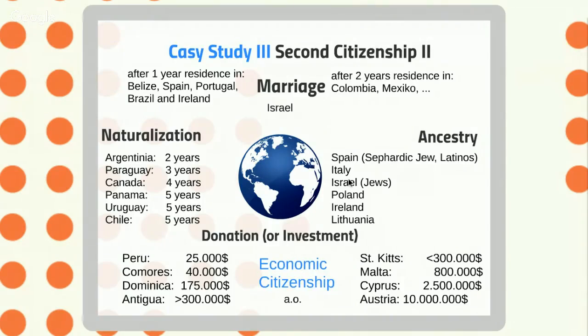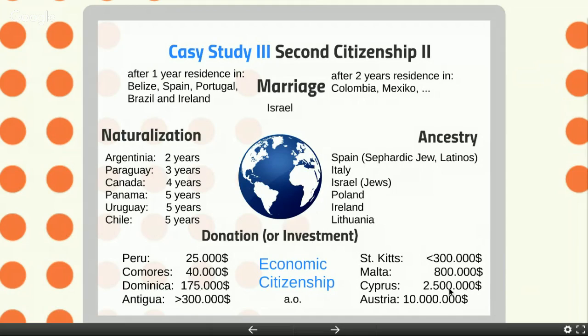Or if you just have money, you might just donate some money or invest it. If you donate money, I show some opportunities here. If you invest it, you normally have to pay a lot more, sometimes even double, sometimes even a bit more. It really depends. For the donations, for example, you can get Peruvian citizenship already for $25,000.